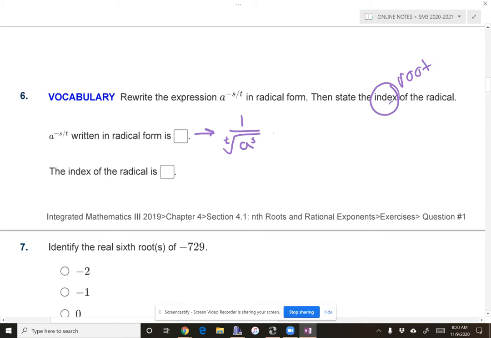Or some of it, yeah, that's correct. Or it might say, if you see this, t root of a to the s power. That's the same thing. Okay? And the index of the radical or the root size is t. Okay?